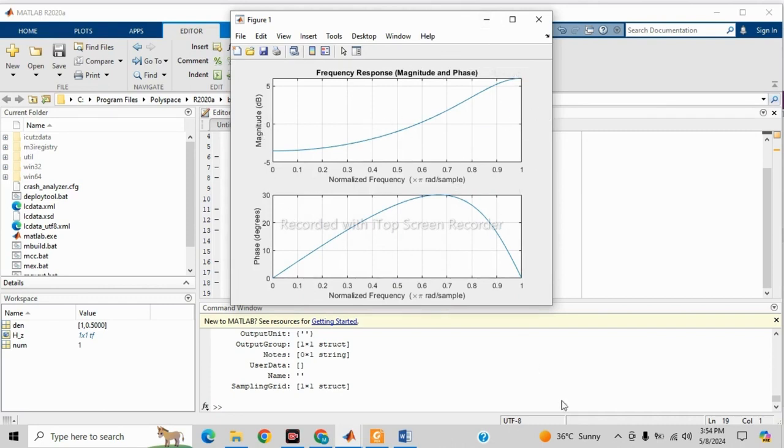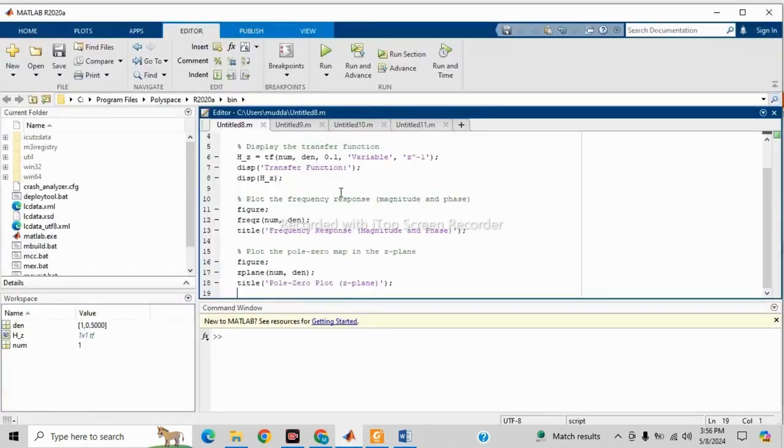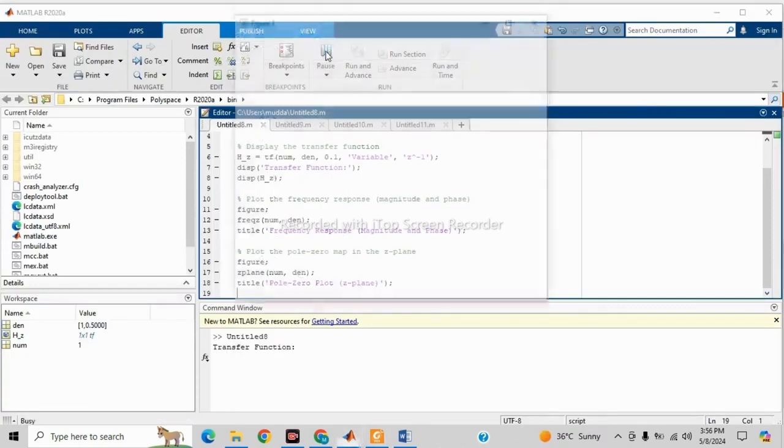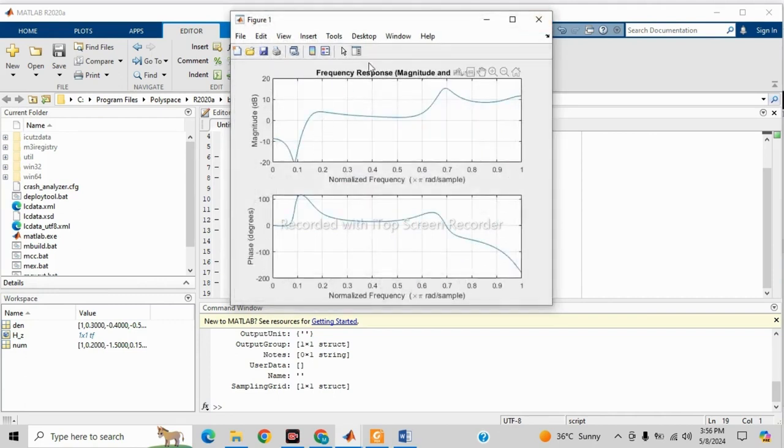Next we have task number 5, explain the graph's output in terms of the frequency versus z-plane, poles and zeros, and this is the code I have to implement in MATLAB. So here I write this, and the output for this task is here. This is the pole zero plot in z-plane, and this is the frequency response, magnitude in decibels and phase in degrees.